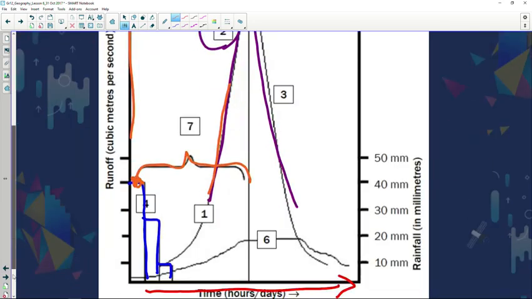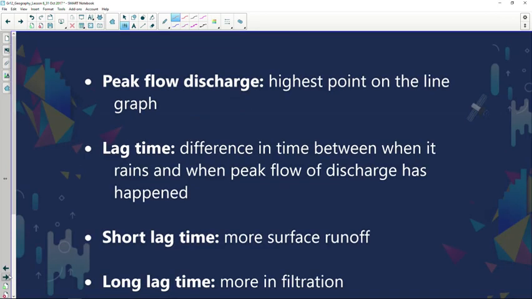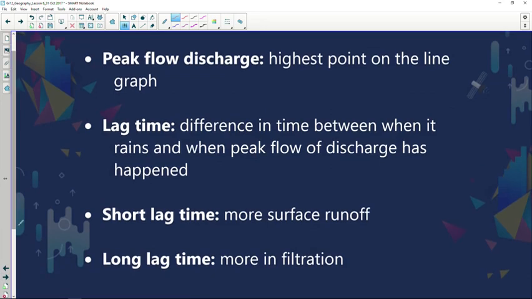Now just quickly, the differences between urban settlements and areas that are covered with natural vegetation. For instance, if the slope is very steep, like I've mentioned, for instance, urban areas, the water won't be able to infiltrate. So the lag time is going to be very short. If the slope is gentle, there's going to be more infiltration, and we will see that now in our next diagram. Your lag time will be different when it rains and there's discharge at the peak flow. Short lag time, more surface runoff. Longer lag time, more infiltration.